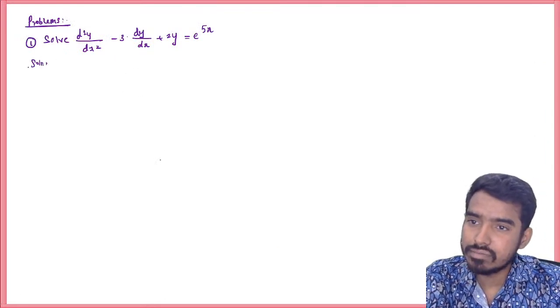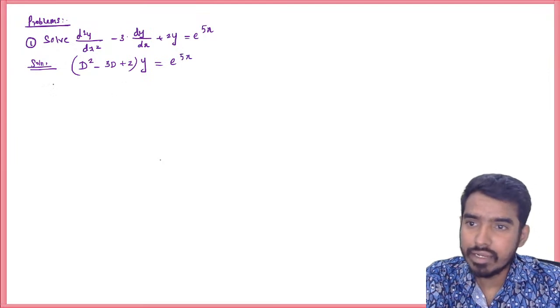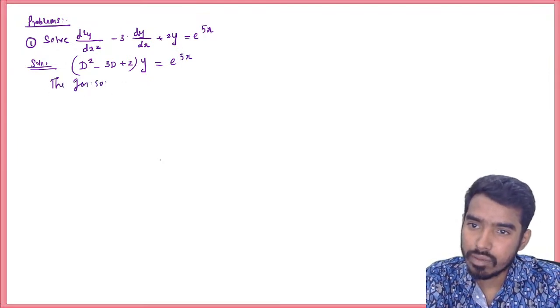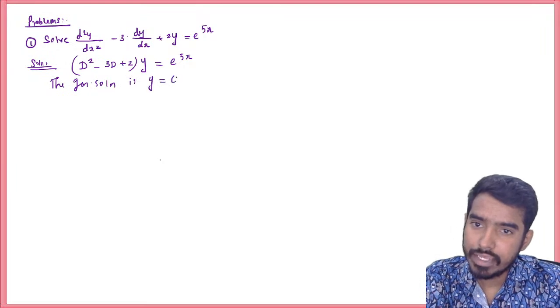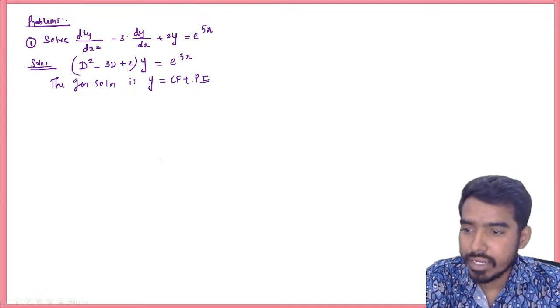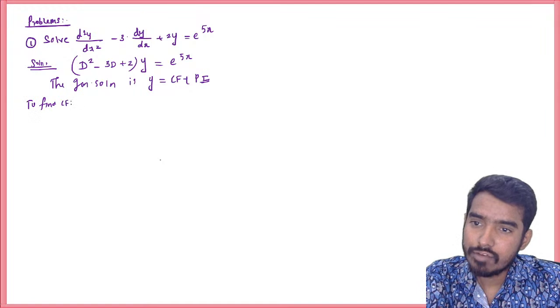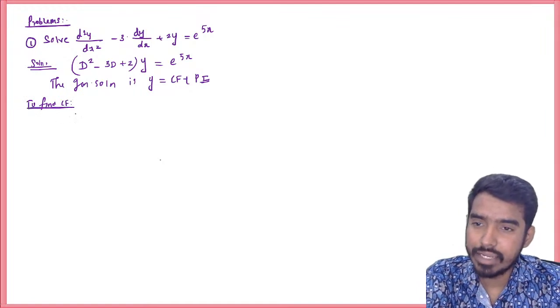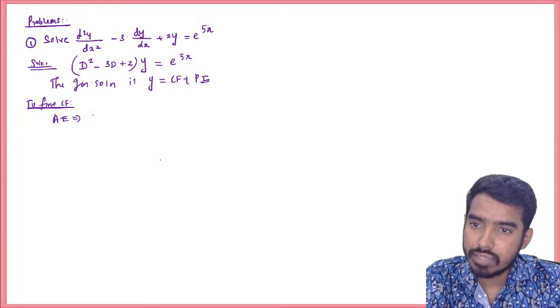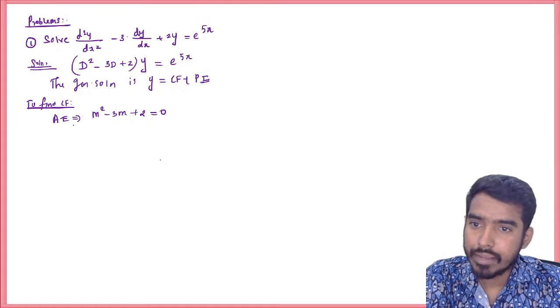So this can be written as d square minus 3d plus 2 of y is equal to e power 5x. So the general solution is given by y is equal to complementary function plus particular integral. So we will find the CF first. The method of finding CF is the same as in the previous case. You just find the auxiliary equation. What's the auxiliary equation? m square minus 3m plus 2 is equal to 0. So solve this equation.